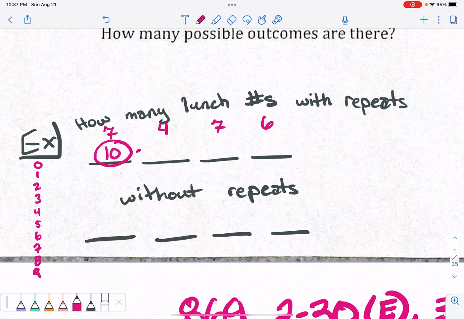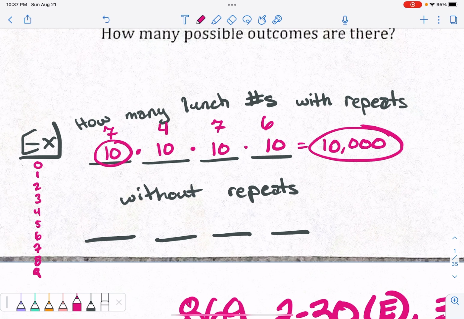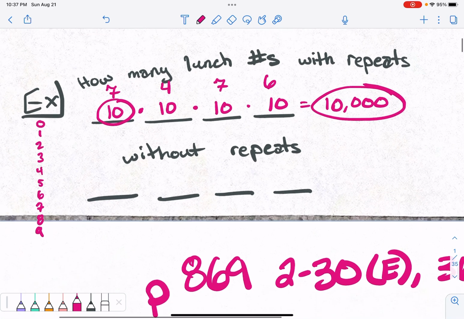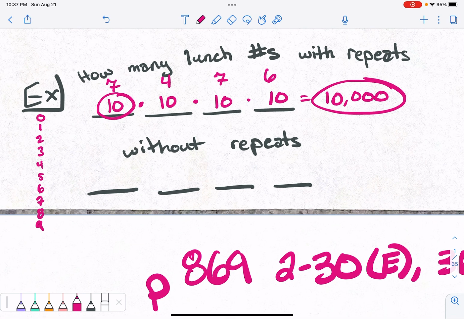And then given that number's chosen, we can have 10 numbers in this spot and 10 numbers in this spot and 10 numbers in this spot, because any of those numbers could repeat again. So if I multiply those together, that is 10,000 different lunch numbers that could be created, okay, with any digits, all right? If I limit that though, and I say, okay, we cannot repeat those numbers, now this can't be 7476 again. This has to be like 7456 or something like that, right?